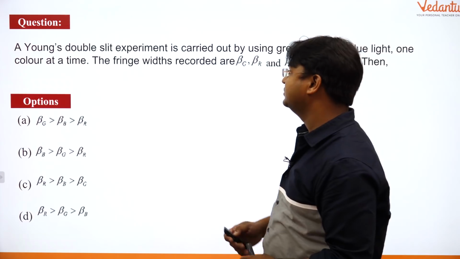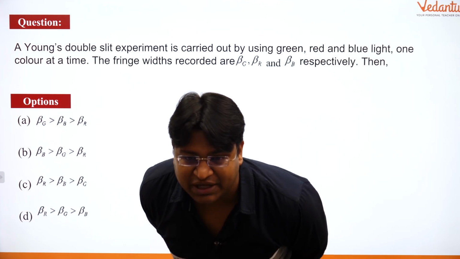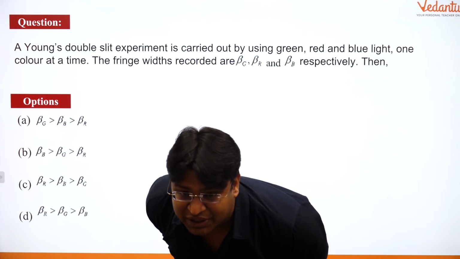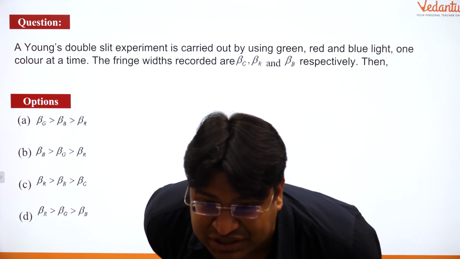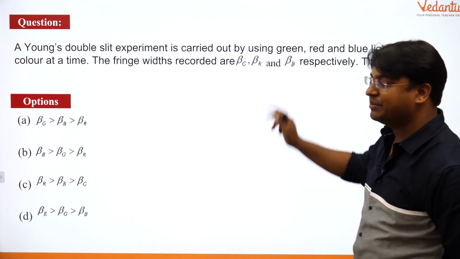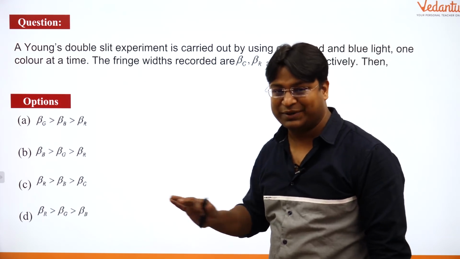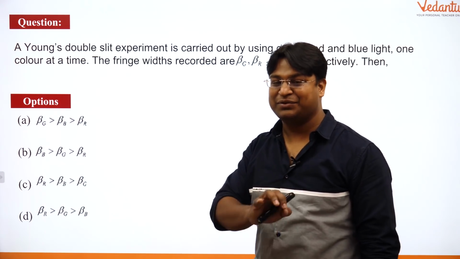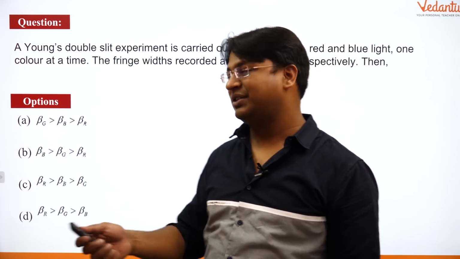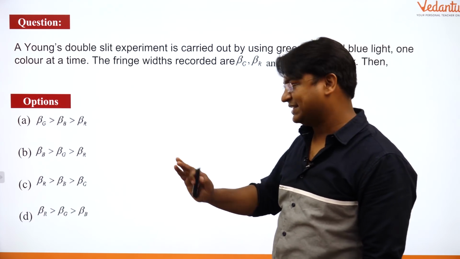Let's move ahead now. Alright, again a Young's double slit experiment. A Young's double slit experiment is carried out by using green, red and blue light, one color at a time. The fringe widths recorded are beta G, beta R and beta B. Green, red and blue, so that's what the subscript represents, and we have to decide the order of the fringe width. I think none of you can get this wrong. Each and everyone who is watching this video or who has read this question should get this one right. I should not even be discussing this question. I want to move ahead. Can I, guys? I think, yes, you can answer this question.